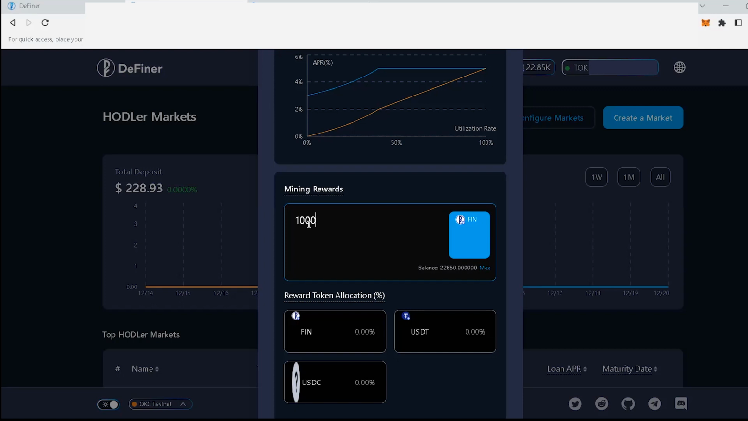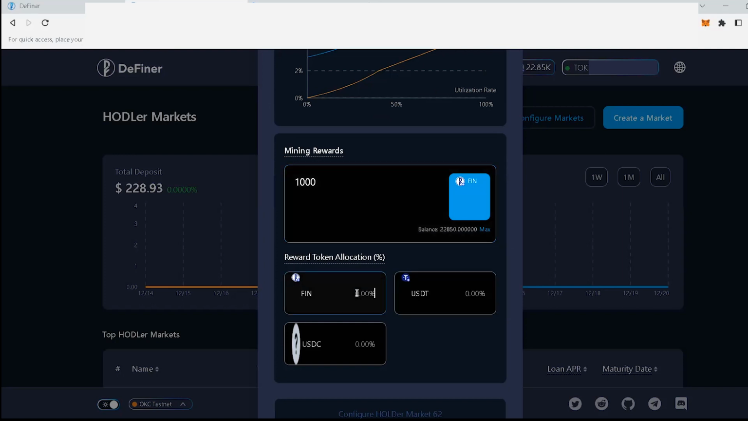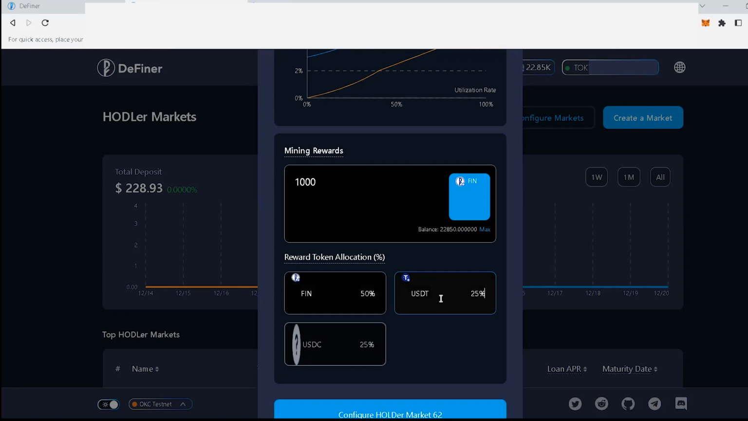Now that you have selected the mining rewards that you want for your token, the next step is to allocate this reward to the different crypto asset pools. This allocation is by percentage down here. If I choose to provide 50% of my total mining rewards to this pool, let's say the Fin pool, 50%, that means that 500 out of the 1,000 tokens will be attached to this pool to be given to depositors as reward. The same goes for the other pools. In this case, I will do 50, 25, and 25%.